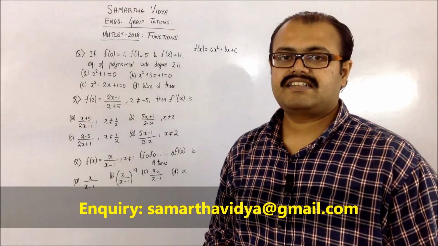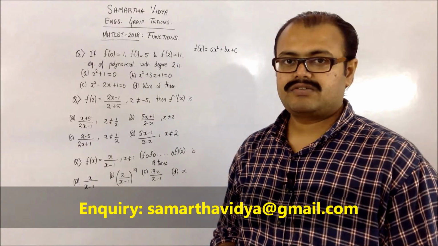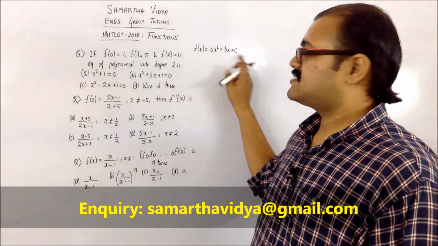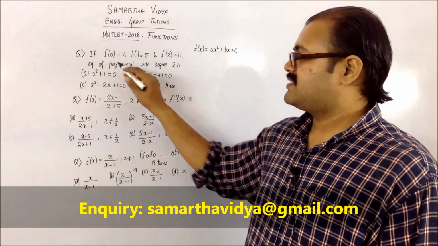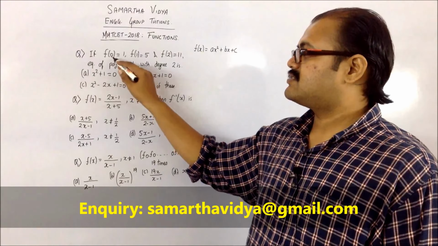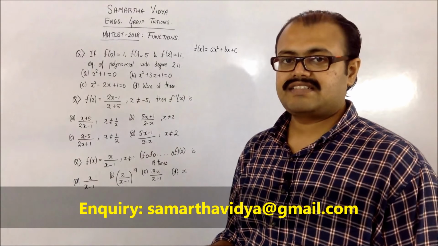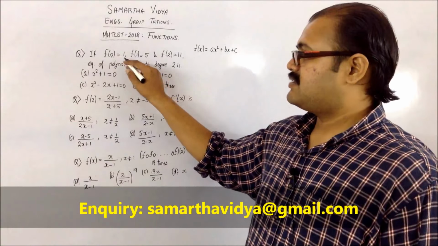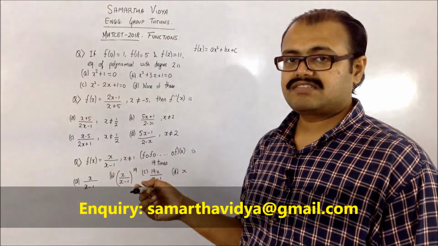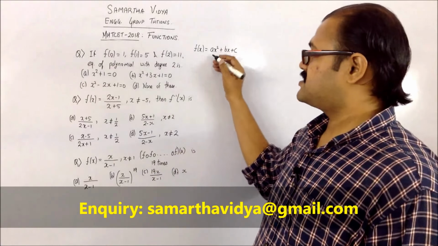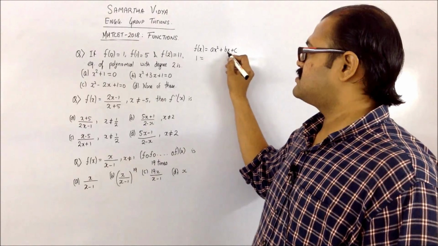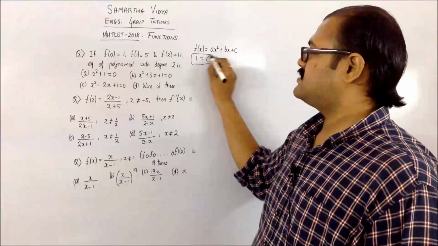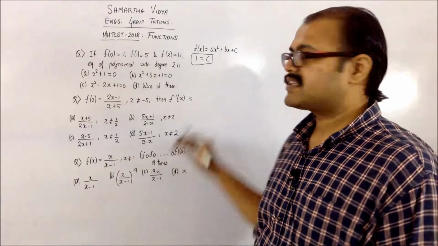Now since they are asking us to find the polynomial with degree 2, what we can assume is f of x is equal to ax square plus bx plus c. Now you have to simply substitute the value of x. The first x value is given as 0 and the function value is given as 1. So substituting x as 0, you get 1 is equal to, this becomes 0, this becomes 0. So basically you are getting the value of c as 1.